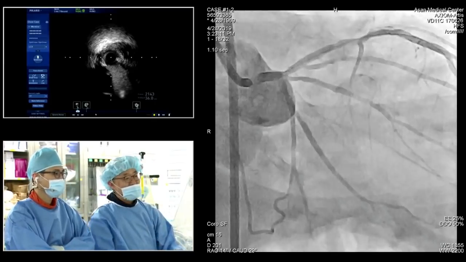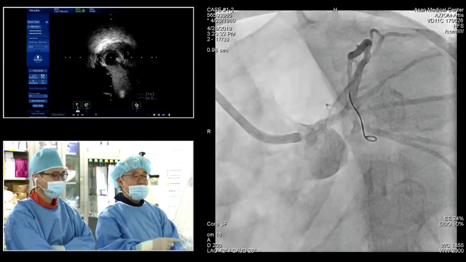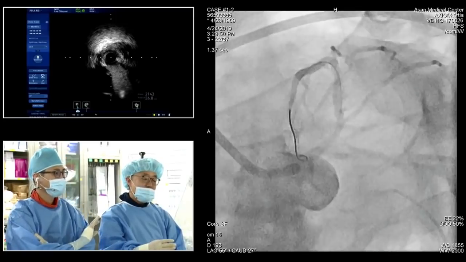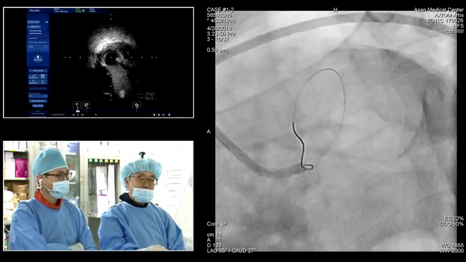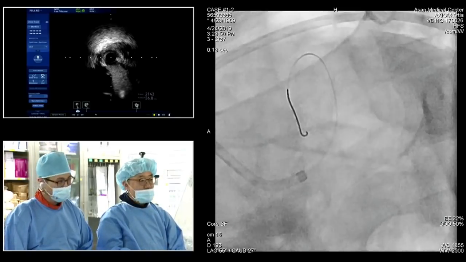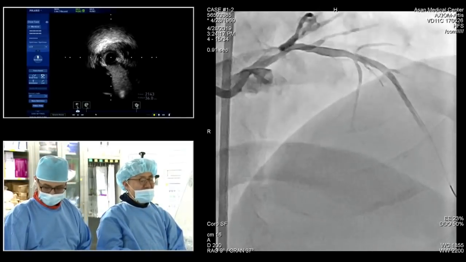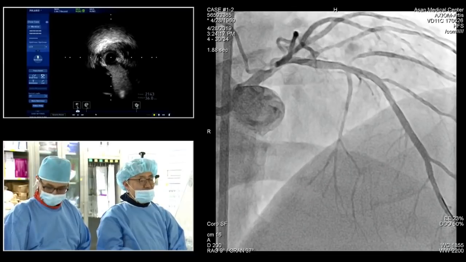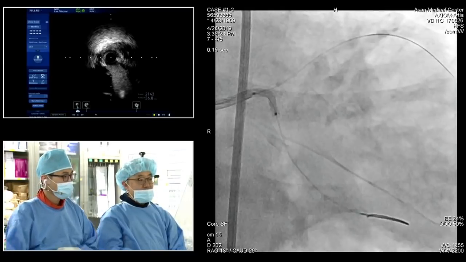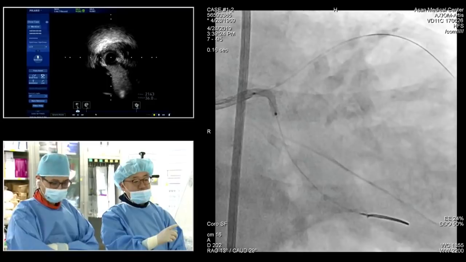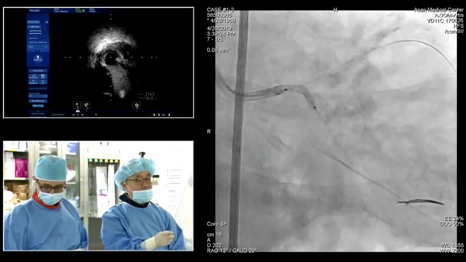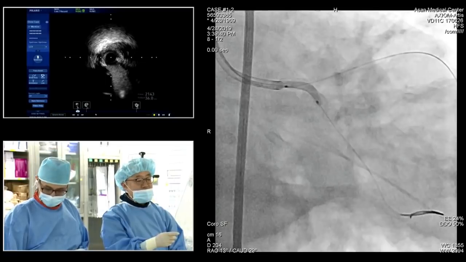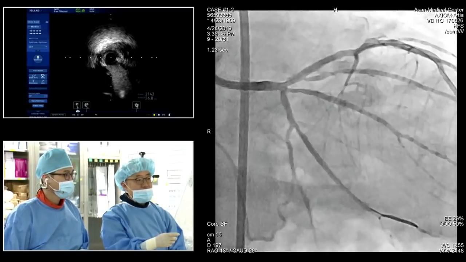Okay, and next one. On the basis of the FFR value, and I was finding the subaostium was narrowed, we decided to do balloon crush. Next one, this is the XB guiding catheter. Next one, we exchanged the XB apron guiding catheter. This is a 2.5 compliant balloon, and next one, an additional compliant balloon, and then it looks okay.